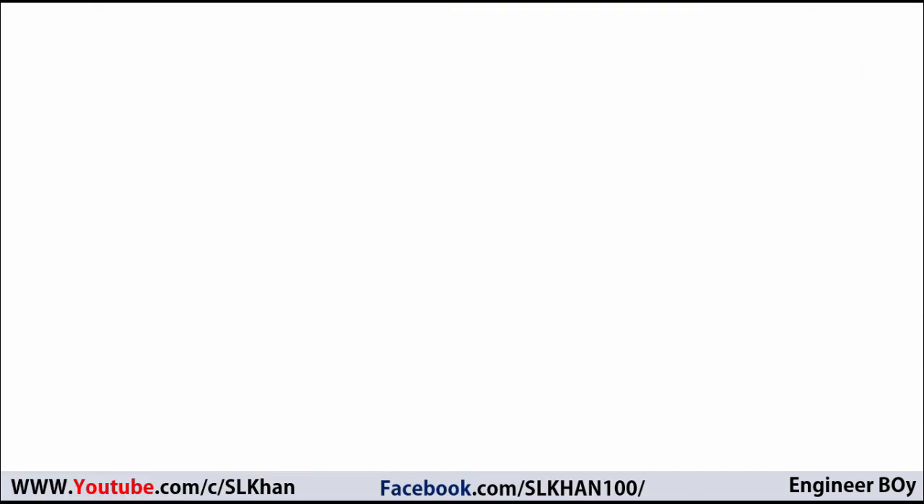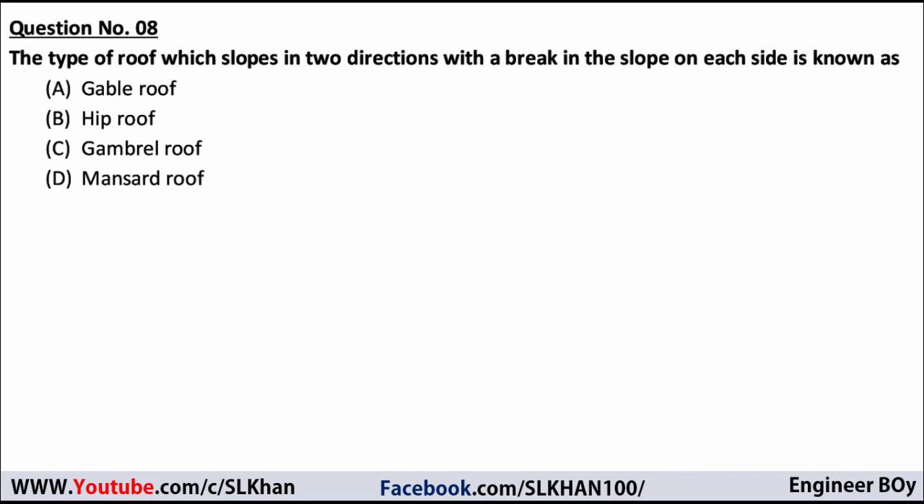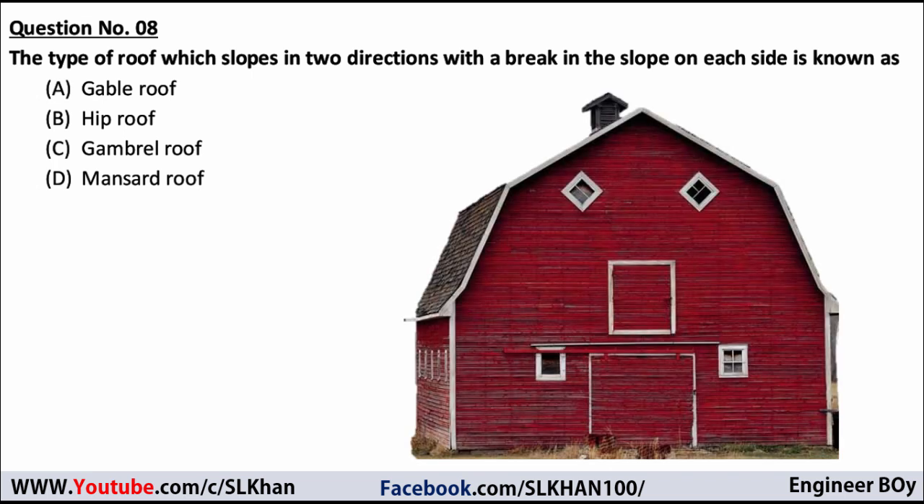Just moving ahead to question 8. The type of roof which slopes in two directions, not only one direction, with a break in the slope on each side is known as gable roof, hip roof, gambrel roof, or mansard roof. I don't know about option D, to be honest. However, I'm happy with option C because I know that.